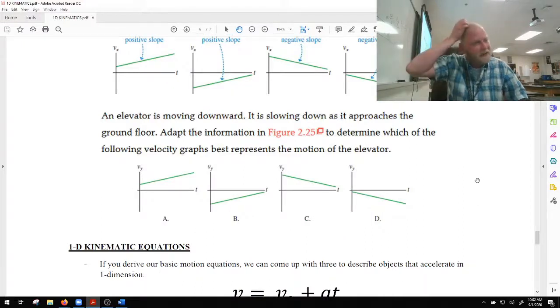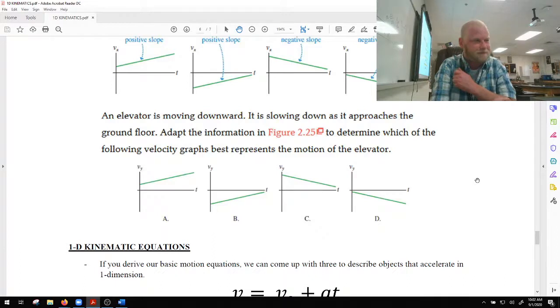All right, so let's say we've got ourselves an elevator, it's moving downwards and slowing down as it approaches the ground floor. Determine which of the following graphs best represents the motion of the elevator.